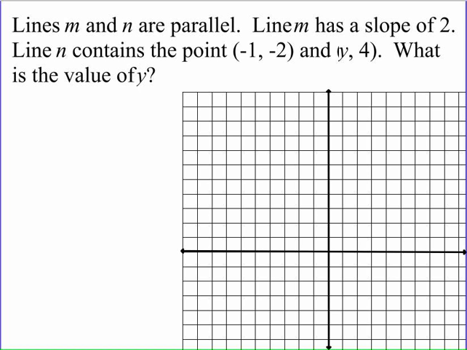Line N contains the point (-1, -2), and it's got a slope of 2. What does a slope of 2 mean? Up 2 over 1. Up 2 over 1. Up 2 over 1. So now, looking at that, what does this have to be in order for it to fit? 2. It has to be this point right here, right? So there you go. That's it.